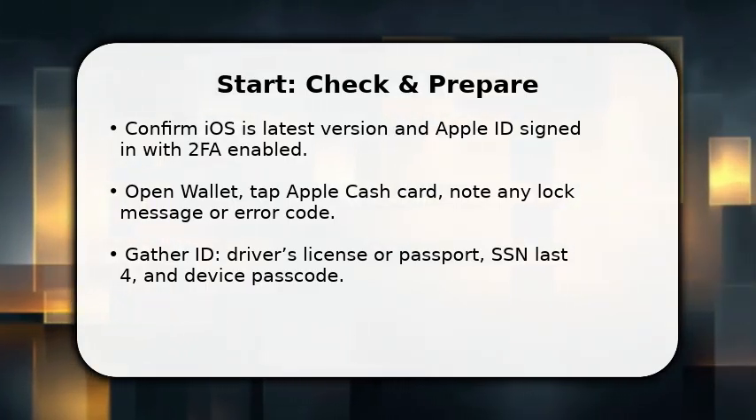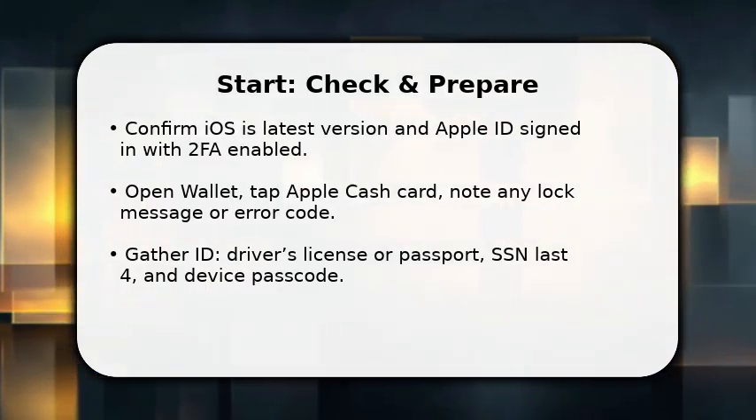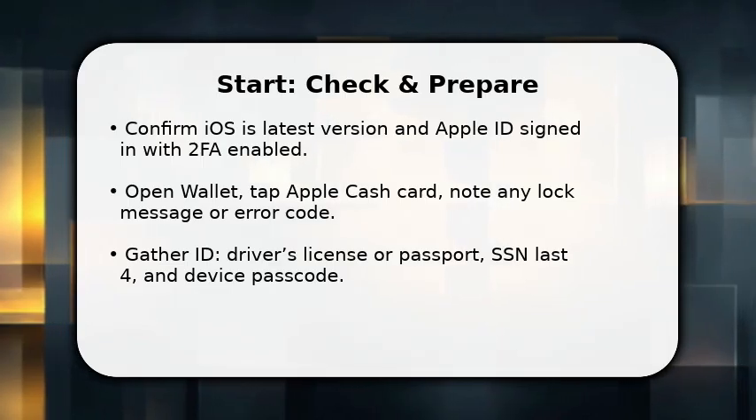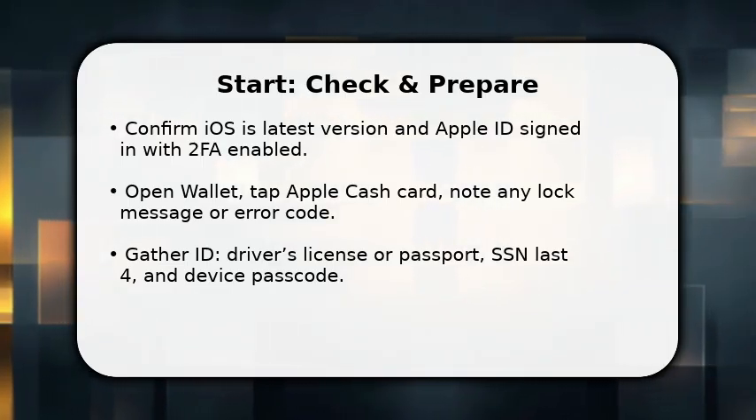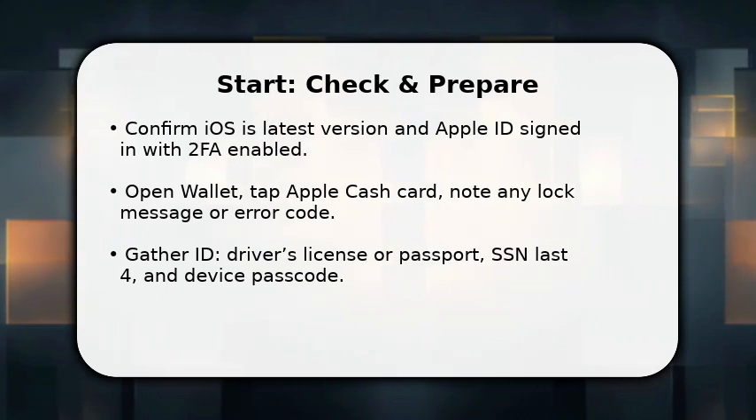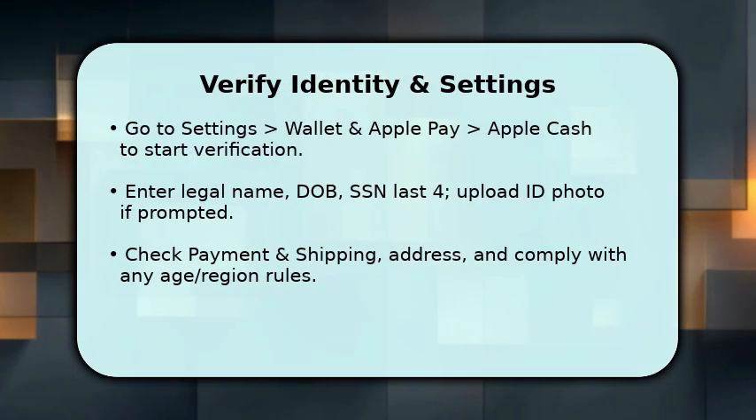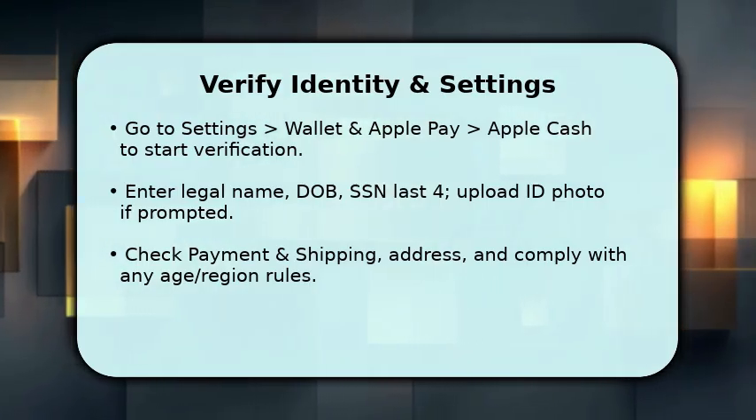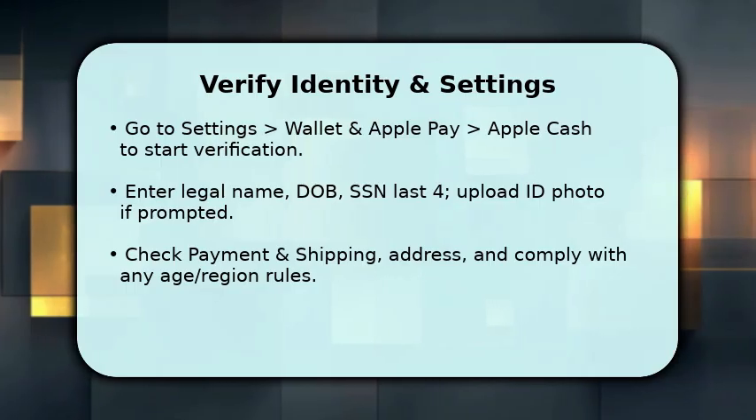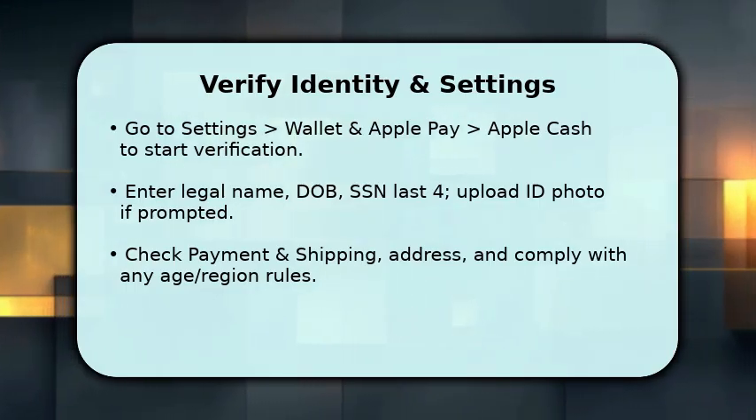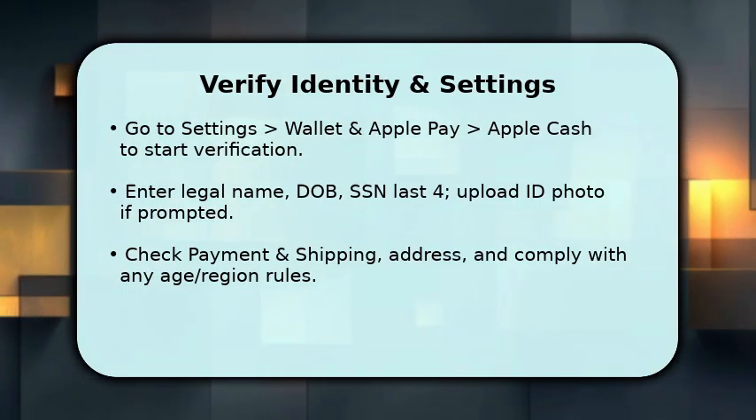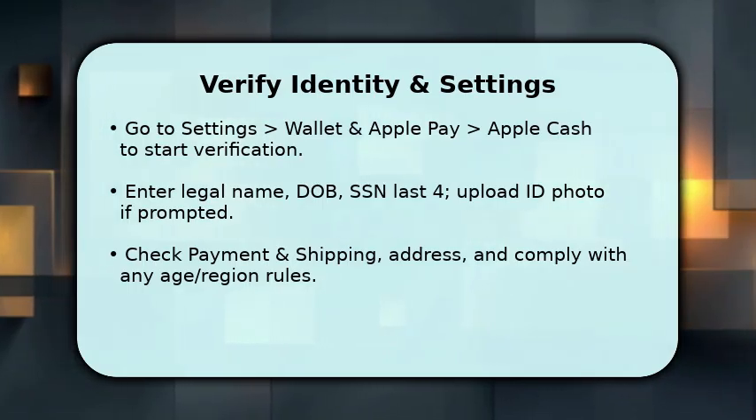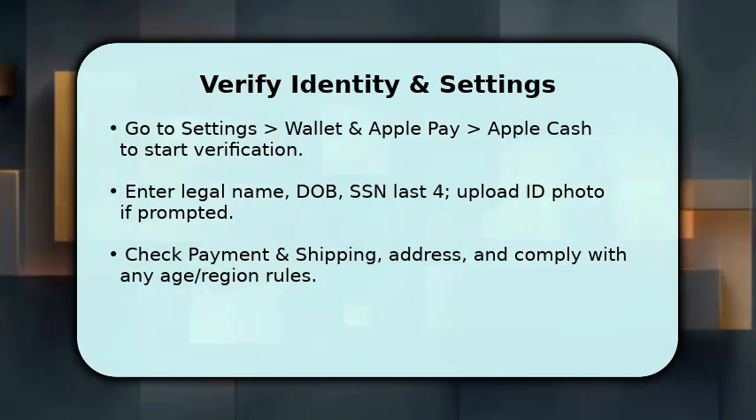Next, gather your government ID, the last four of your SSN, and your device passcode so you can complete identity steps immediately. Now you perform the verification that unlocks Apple Cash. Go to Settings, then Wallet and Apple Pay, select Apple Cash and tap Verify Identity. Enter your legal name, date of birth, and the last four of your SSN. If prompted, take clear photos of your ID and follow on-screen cropping instructions.